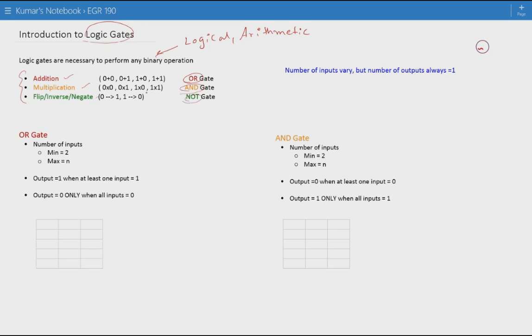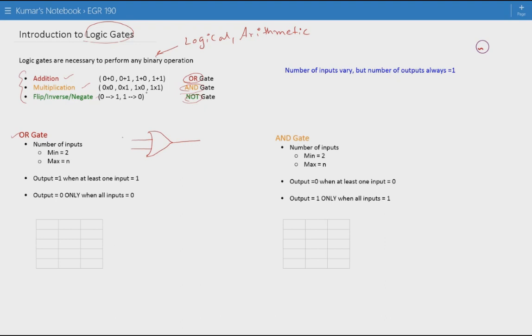So let's start with an OR gate here. An OR gate could have any number of inputs. It could have anywhere from 2 to n number of inputs. It could have 2 inputs, it could have 20 inputs, but it always has only one output here. And so basically let's look at a 2-input OR gate. This is what it's going to look like.